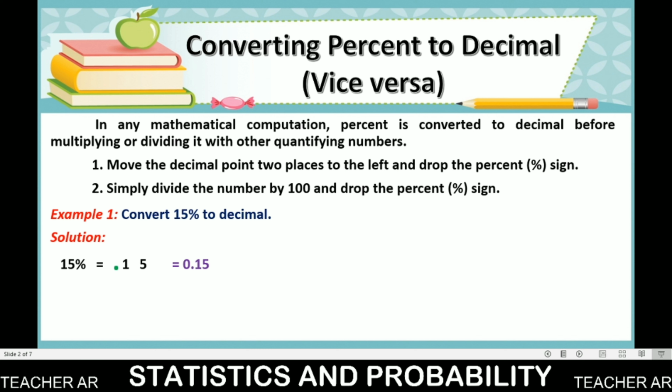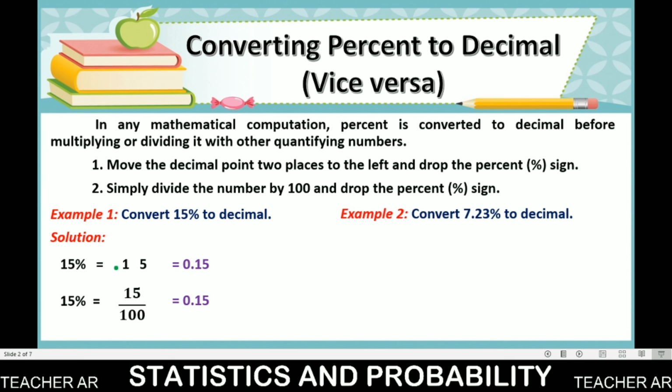And the second method, we have to divide it by 100. So 15 divided by 100. Do not make things complicated, class. You can use your calculator. So 15 divided by 100, the result is 0.15. They are just the same. So again, 15% is equivalent to 0.15.